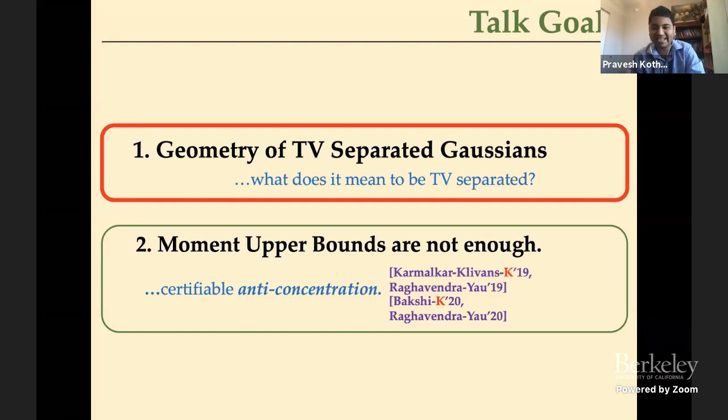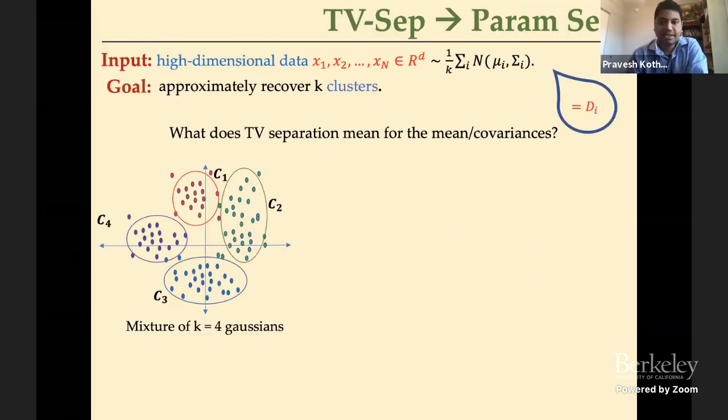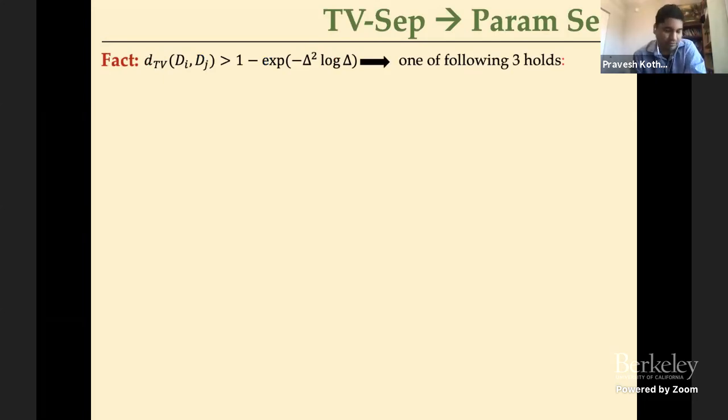Good. So let's see how we can understand geometrically the notion of two Gaussians being separated. Here's a fact that we prove in this paper. If two Gaussian distributions are separated in total variation distance in this weirdly parameterized way, so 1 minus exponential in minus delta squared log delta for some parameter delta, and permit me this weird parameterization because it will make the statements that come next easier, so two Gaussians are pairwise TV separated by 1 minus exponential in minus delta squared log delta, if and only if they have separation that holds in one of the following three parameter distance ways.